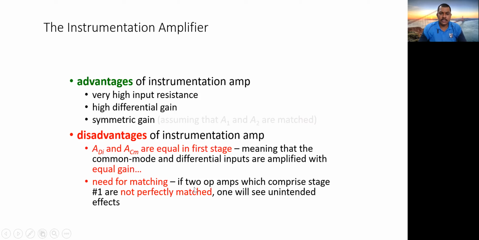Now, the need for matching. This is the second drawback. If the two op amps which comprise stage one are not perfectly matched, one will see unintended effects. So these two buffer amplifiers that we have placed, both of them must be matched.